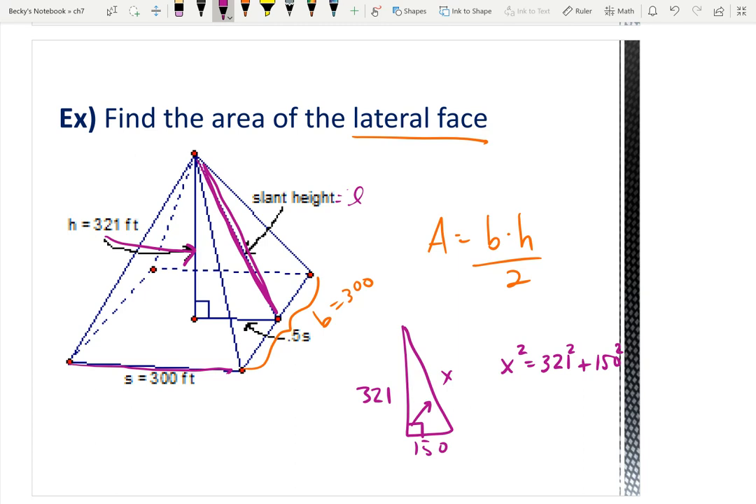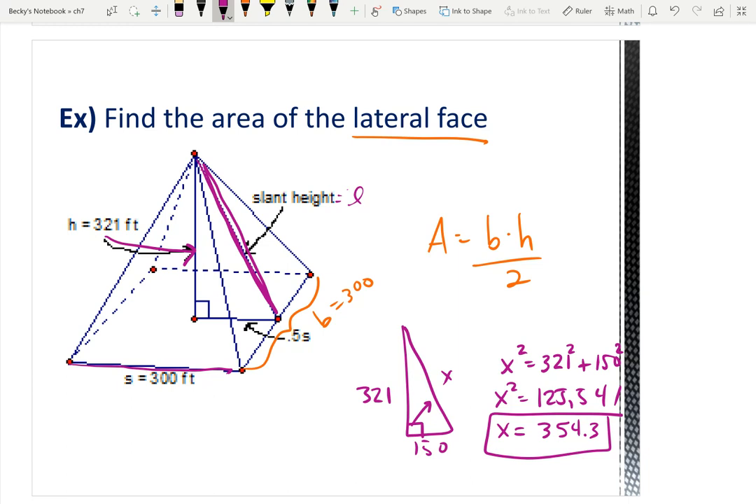All right, so let's use your calculator. 321 squared plus 150 squared is 125,541, and square root that, and we get an answer of 354.3. And I normally round off to the tenths for everything.